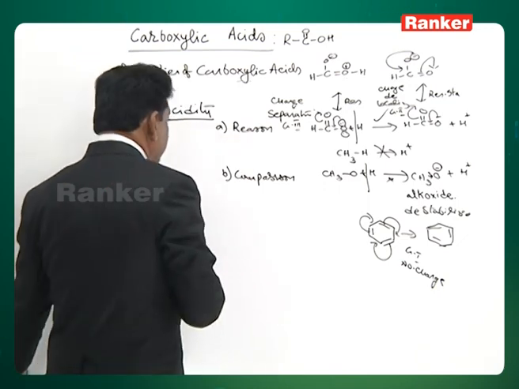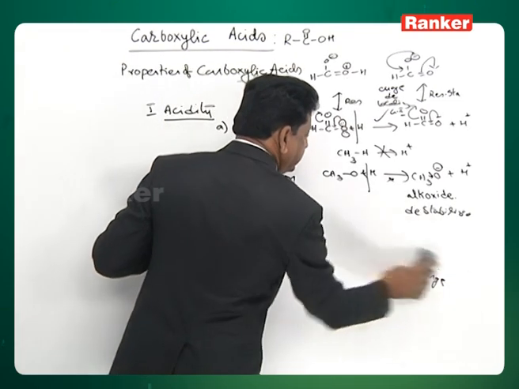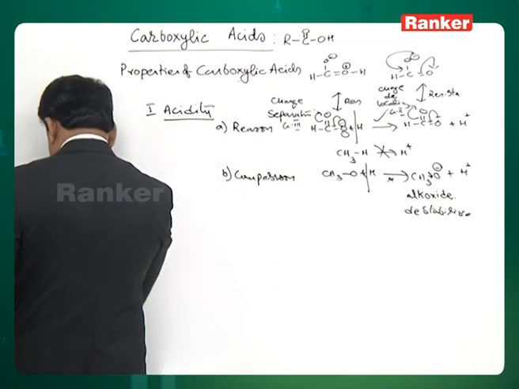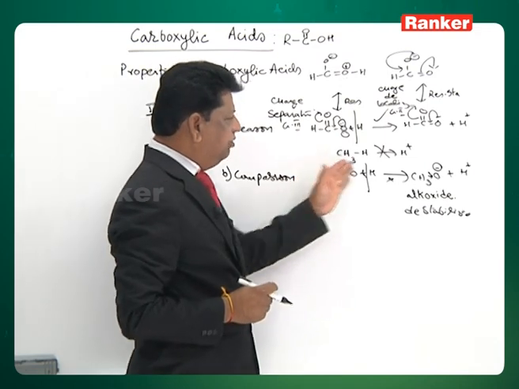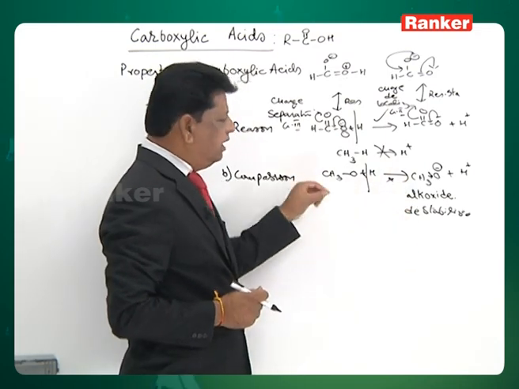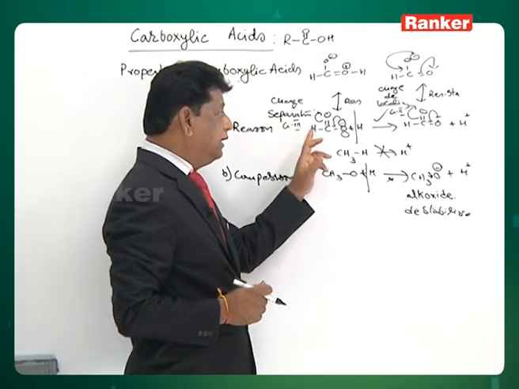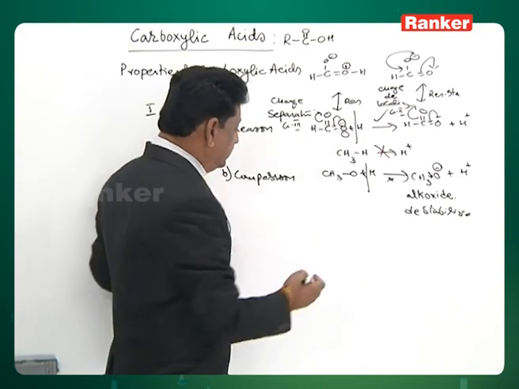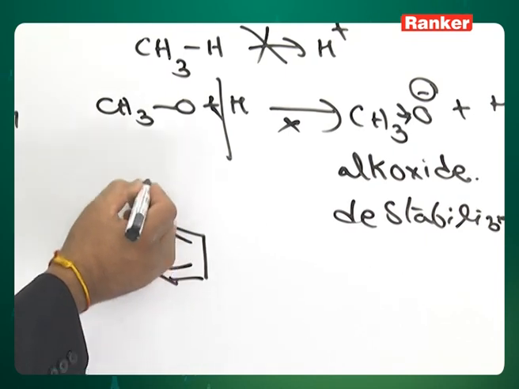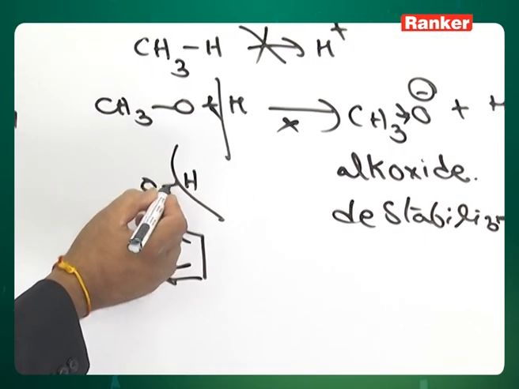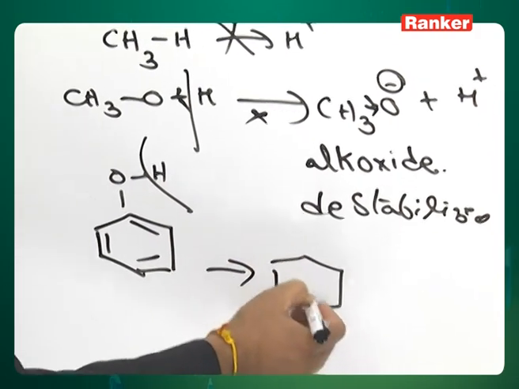Similarly, we now have a comparison also. Formic acid has good resonance, isn't it? Now, let us see a comparison with phenol. This methoxide is the best. If it gives a proton, there is destabilization. Therefore, methanol never gives a proton, it is not at all acidic. Carboxylic acids are good acids because of stabilization. Even phenol gives good resonance stability.